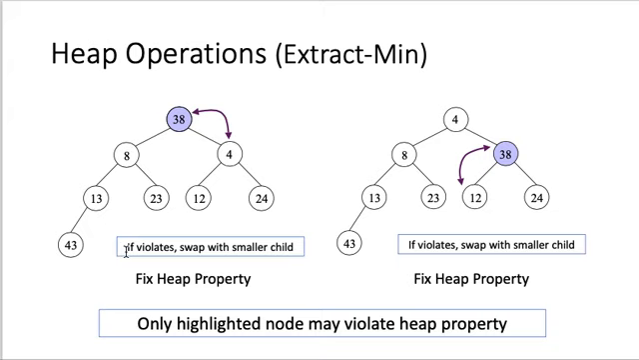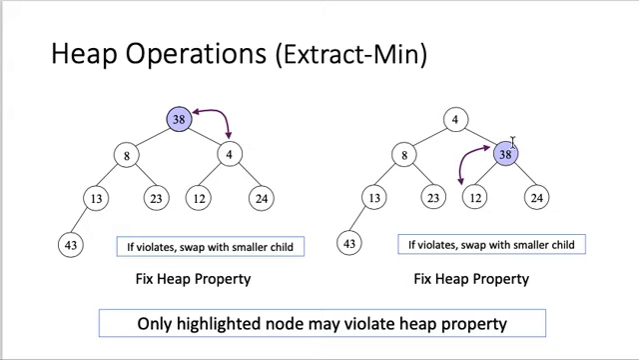So how do we fix it? This is the key point. If there is a violation, we are going to highlight the node that is storing the previous content of the last node. We focus on this node only. We check whether this node has a value larger than any of its children. If that is the case, so there is some violation, then we swap this with the smaller of these two children. 4 and 8 are both smaller than 38, but 4 is smaller than 8. So we choose 4 to swap with this highlighted node.